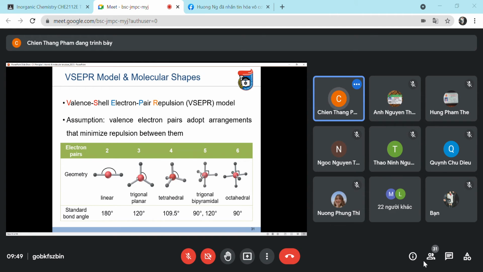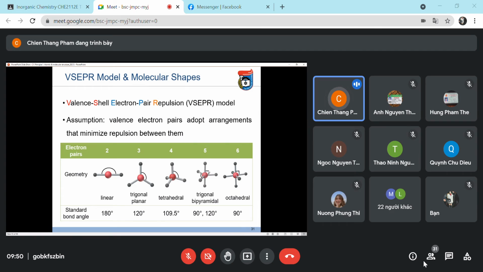And now this angle is 120 degrees. This is the standard bond angle, and this is the molecular shape. In the case of three electron pairs, we call it the trigonal planar shape or trigonal planar geometry. And for four electron pairs, the geometry is not square. Instead of square, it is tetrahedral geometry with a bond angle of 109 degrees. 1, 2, 3, and 4.